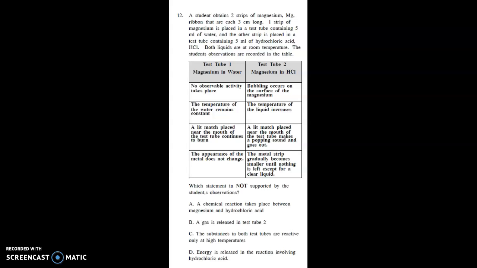Which statement is not supported by the student's observations? A. A chemical reaction takes place between magnesium and hydrochloric acid. B. A gas is released in test tube 2. C. The substances in both test tubes are reactive only at high temperatures. D. Energy is released in the reaction involving hydrochloric acid.